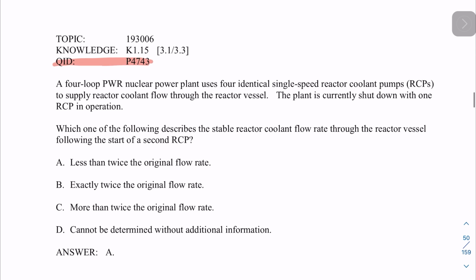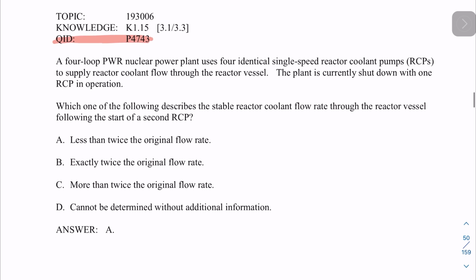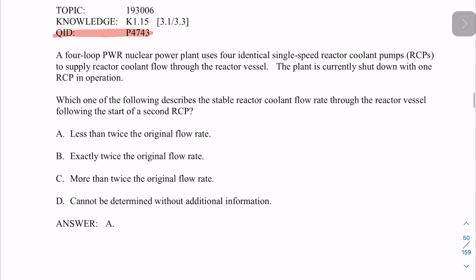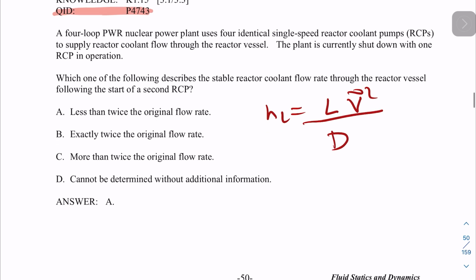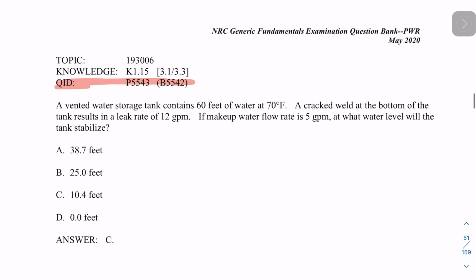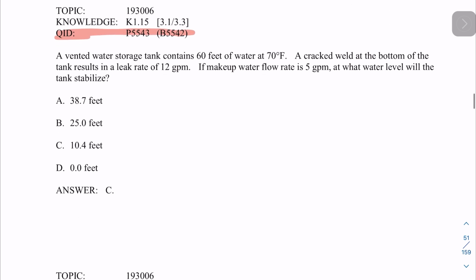Then we have this one, T4743. This one, we also just need to use this formula, right? The head loss, the Darcy equation, and that's all that I use for that one. I don't need to remember everything, I just know that that's what's affecting my formula.